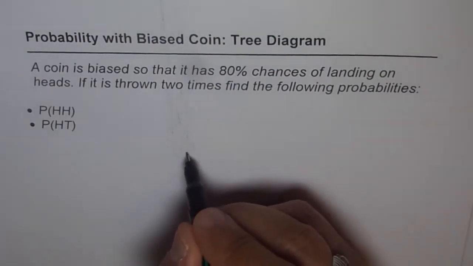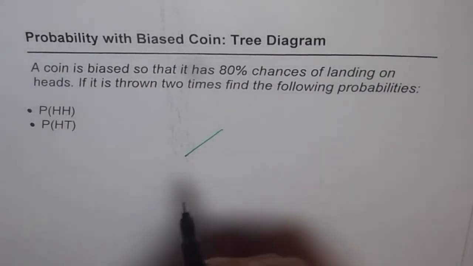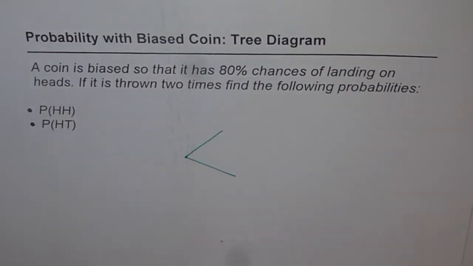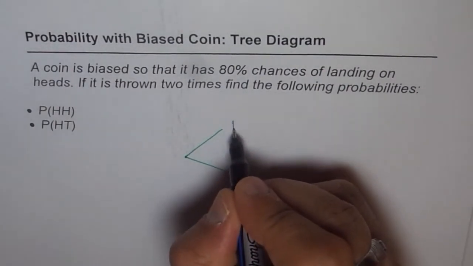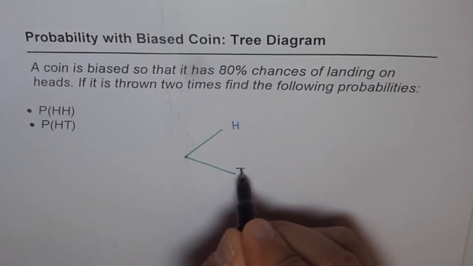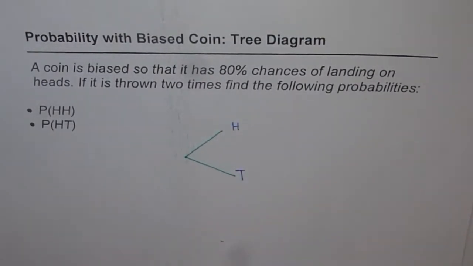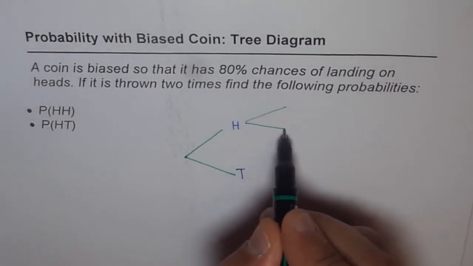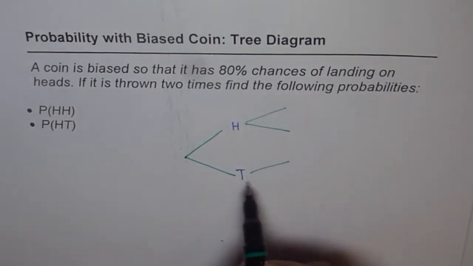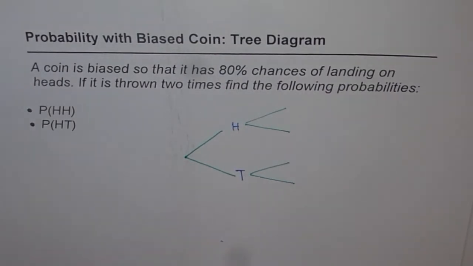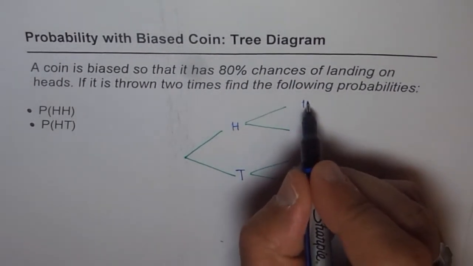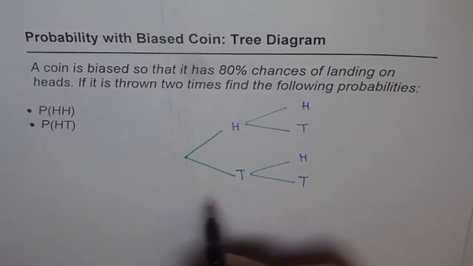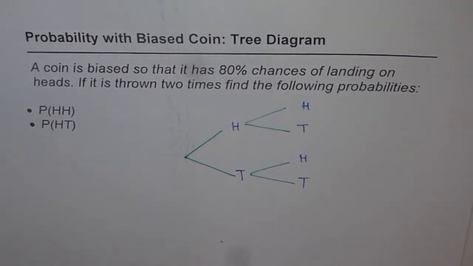So let us say we throw the coin the first time, then what is the possibility? We can get heads or we can get tails, right? Now let's throw it a second time, then what are the possibilities? The second time also, you could get either heads or tails, correct? Heads or tails. So that completes our tree diagram.